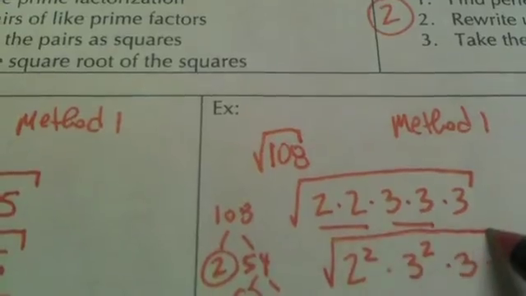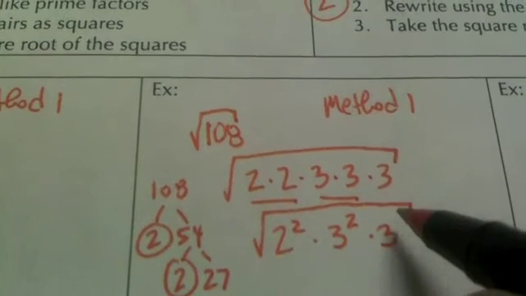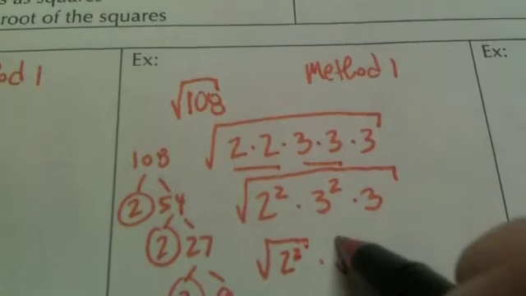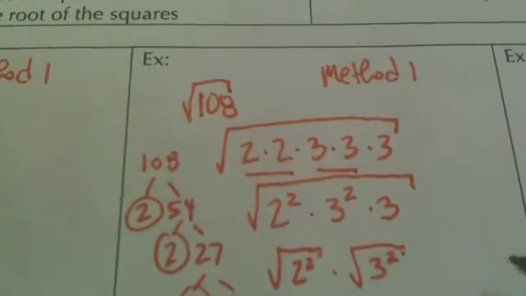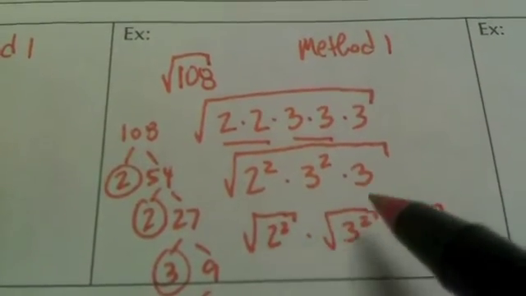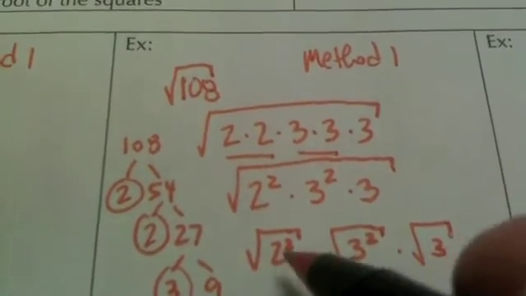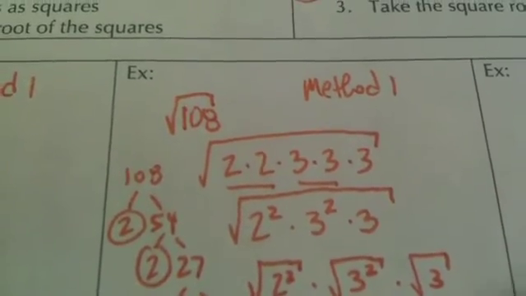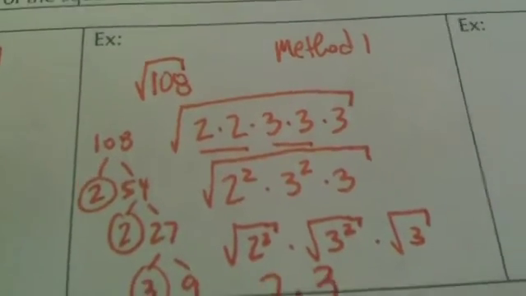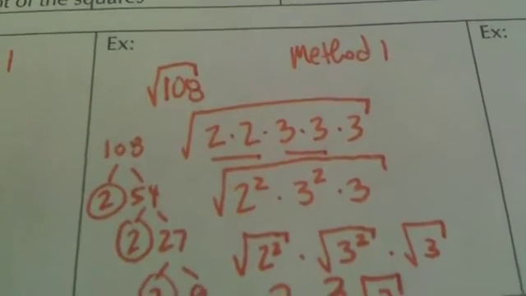Okay? So I'm going to take the square root. And then remember, the product rule says that if you take the square root of a product, you can separate them. So I'm going to take the square root of 2 squared times the square root of 3 squared times the square root of 3. Now the whole process of doing this is to get these square roots of squares, and you get out the answers. The square root of 2 squared is going to give me 2, the square root of 3 squared is going to give me 3, and the square root of 3 is just going to end up being the square root of 3. Okay, but we're not done yet.